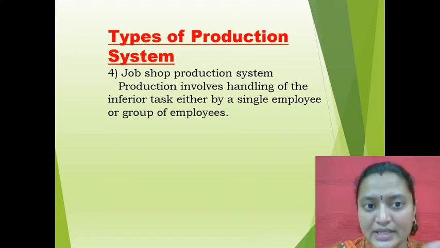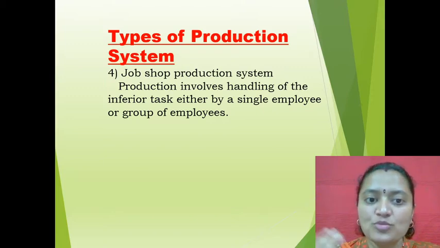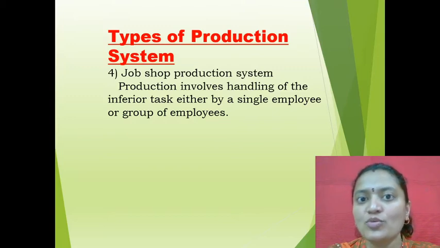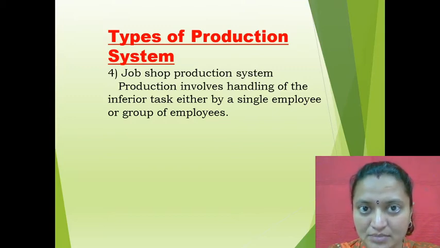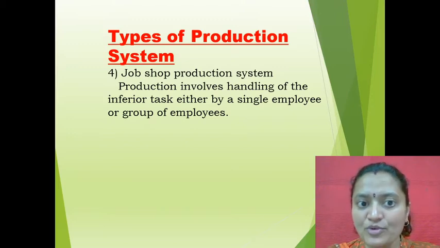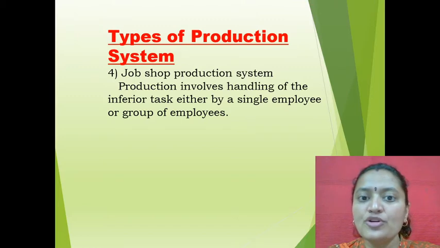Now we will study the next type of production system, that is job shop production system. So far we have studied what? Continuous production system, then mass production system, and the third one was intermittent production system. Like that, the next type of production system is job shop production system. Now what do you mean by that?